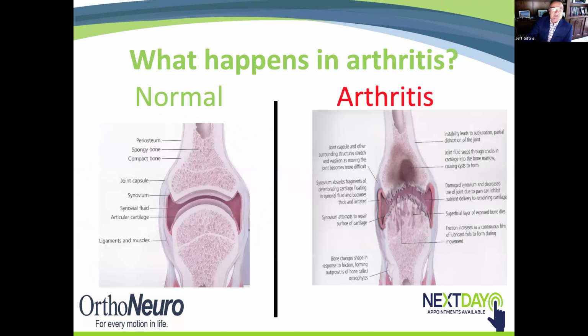This is another picture depicting a normal joint space versus an abnormal joint space where arthritis is taking place. And just by visualization, it looks angry. Once again, there's an inflammatory response within the joint space. The synovium itself, which is a lining within the joint, becomes thickened and inflamed. The nerve endings are very sensitive.